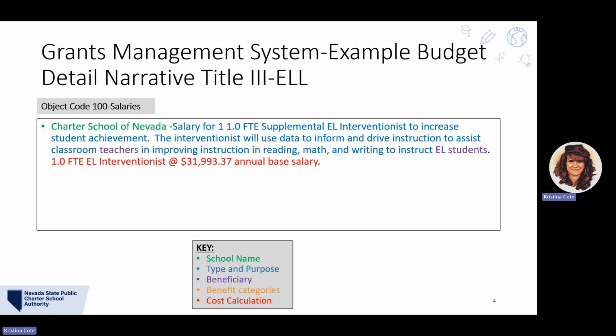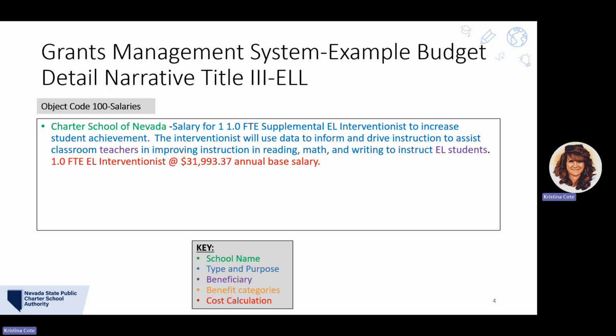The beneficiary, in purple, should describe who will be benefiting from the service, activity, and/or intervention requested by these funds. So for example, in this particular example, you can see teachers are benefiting, their beneficiary, and ultimately the ELL students that are being served. Again, the benefit category in orange is only applicable to Object Code 200, so you won't see any orange in this example.